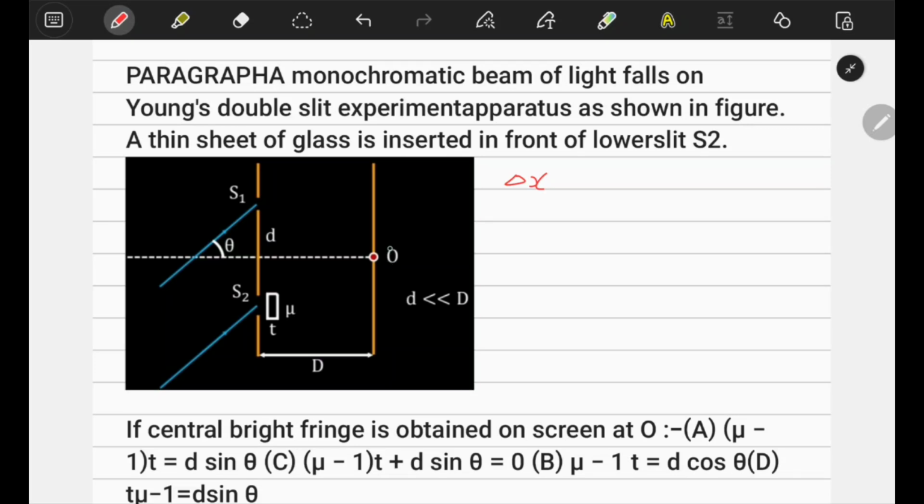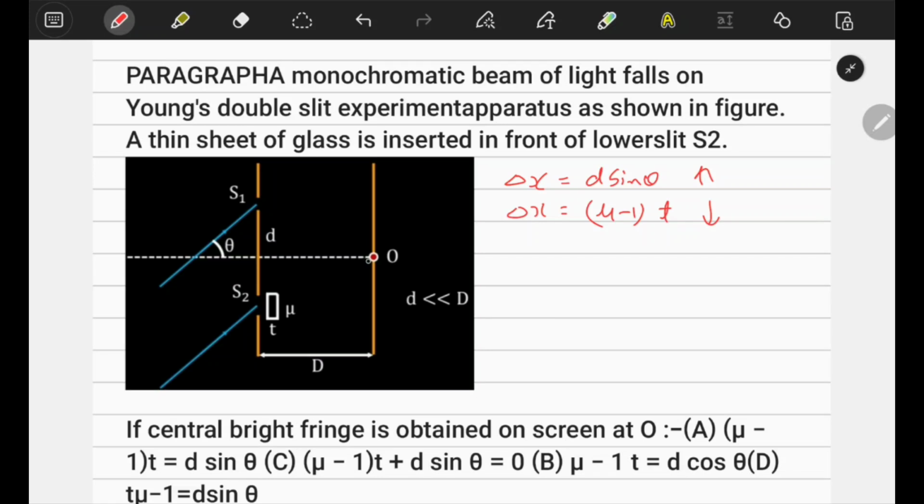at O to move. It will try to move it in the upward direction. So the path difference due to oblique incidence will be d sine theta, and it will try to move the CBF in the upward direction. And in case of a thin sheet of glass, this will try to move this CBF, central bright fringe, in the downward direction. The question is saying the central bright fringe is obtained on screen at O.